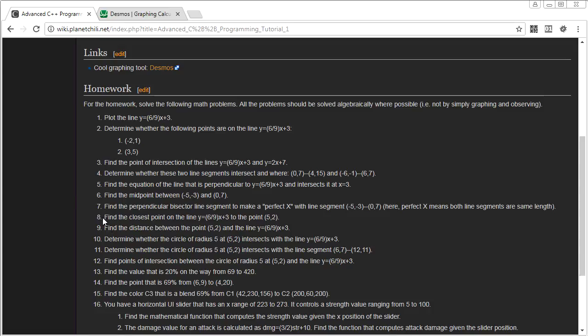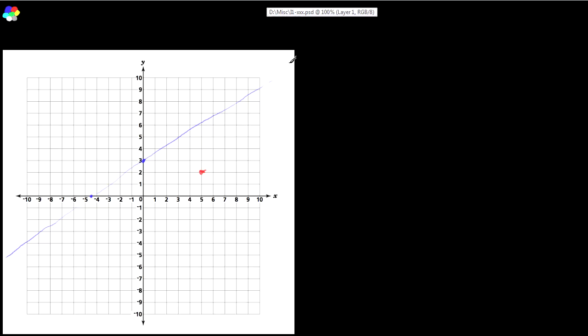We're at number 8. Find the closest point on the line to the point 5, 2. So, it's the same line that we've been using the whole time, right? It's this guy. And we want to find the closest point on this line to this point here, 5, 2. So, how would we do that? Well, first of all, let's eyeball it for a second.